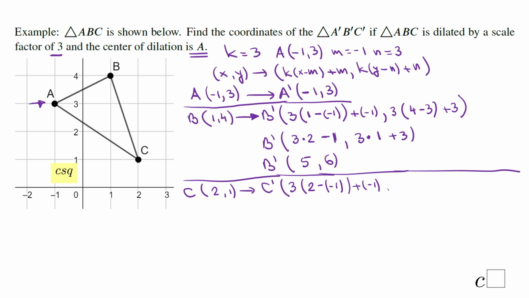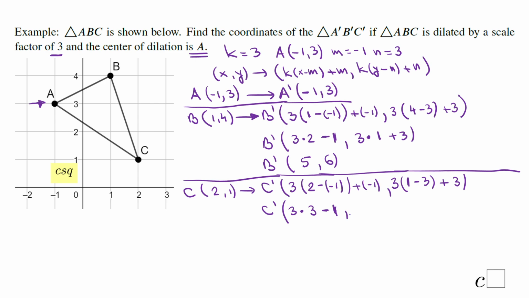Okay, and then we're gonna move to the y coordinate. The same thing. We have the scale factor of 3. Y minus n, 1 is the y coordinate, minus 3. And then plus n plus 3. Again, don't forget the parentheses signs, very important. So let's see now. C prime will be now 3 times, we have here 2 minus negative 1, that will be 3 minus 1.